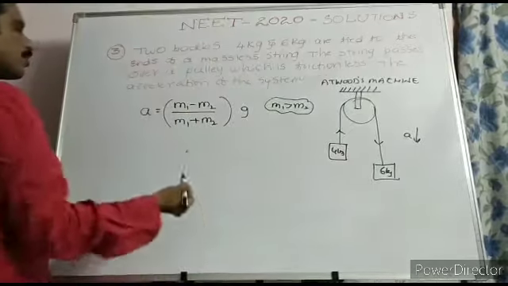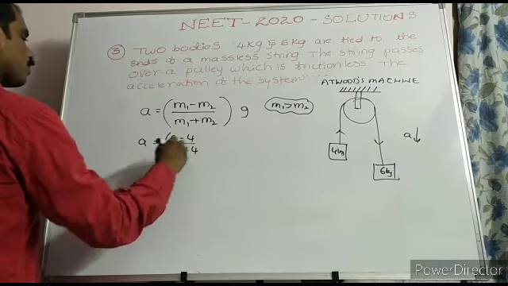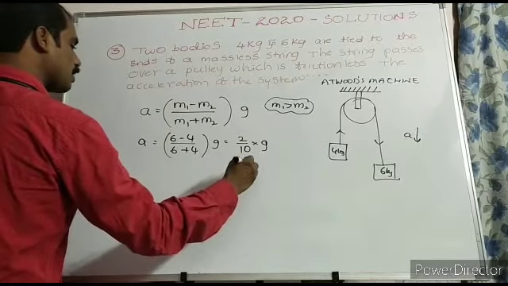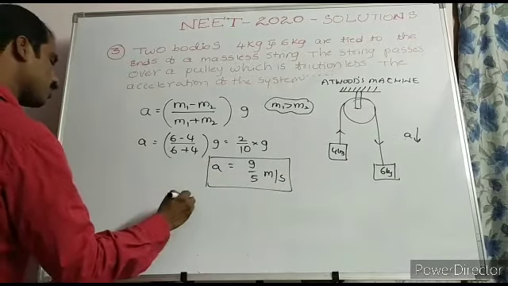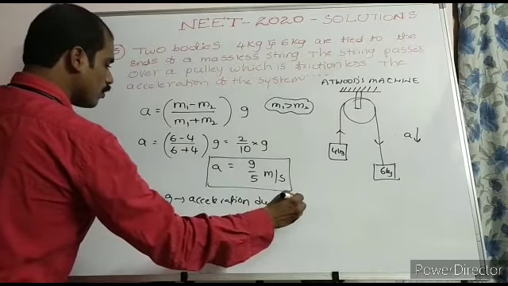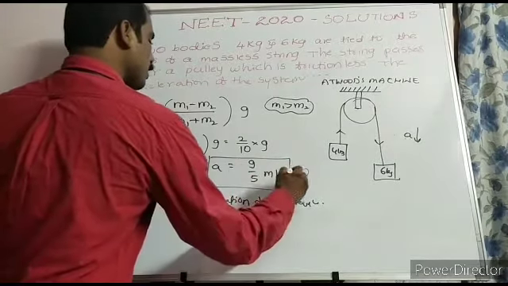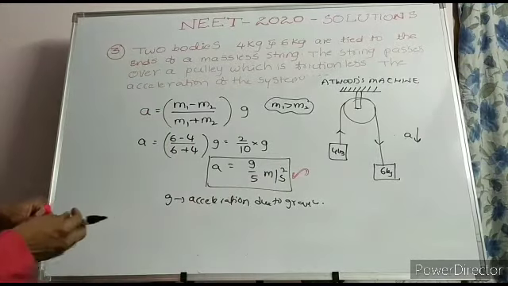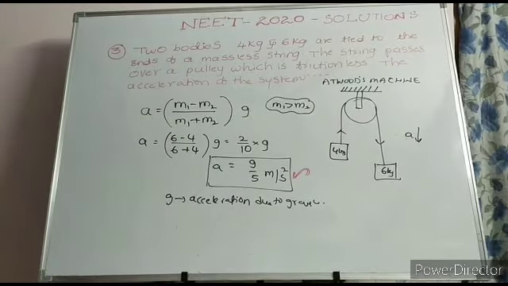According to Atwood's machine, acceleration a is equal to 6 minus 4 by 6 plus 4 into g, that is equal to 2 by 10 into g, that is equal to g by 5 meter per second square, where g is acceleration due to gravity. So g by 5 meter per second square is the answer for the given question.